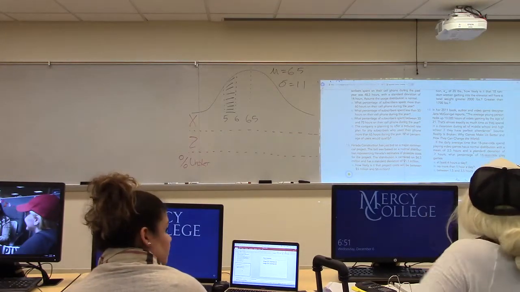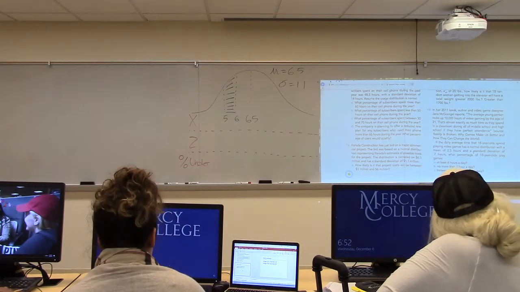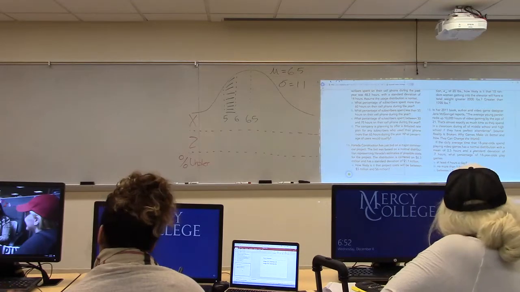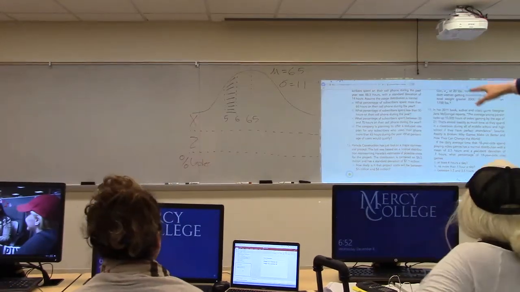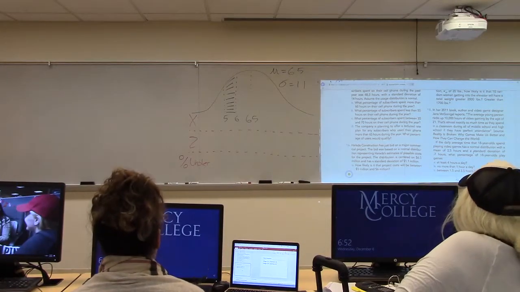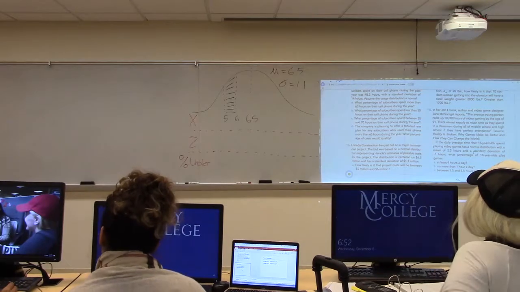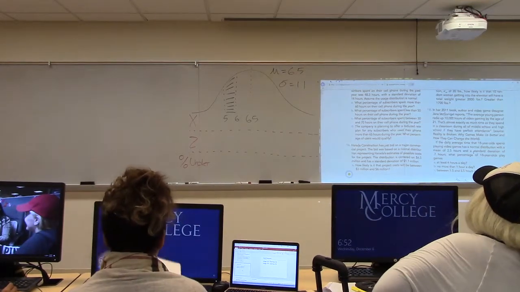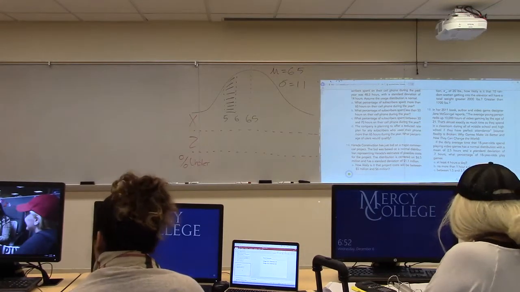I'm trying to make sense of it by doing it with the picture. See how I set it up right there? The X value, 6.5. Find the Z score for 5. Remember how to find the Z scores? Once you have the Z score, all you need is the area under the curve. In the back of this, you have the Z table.